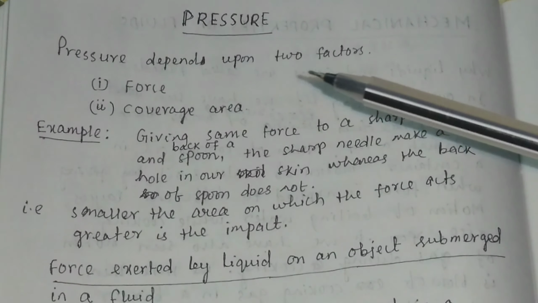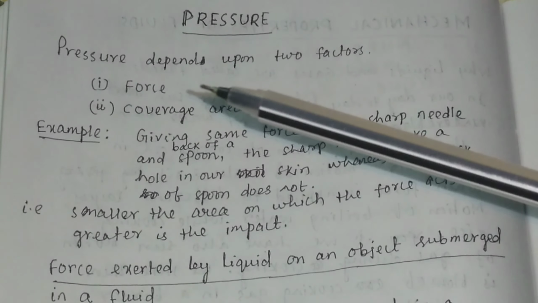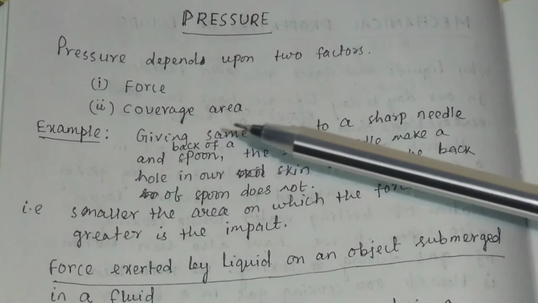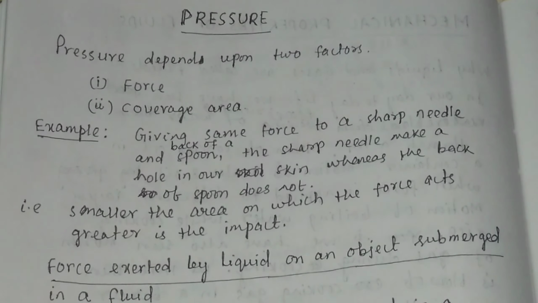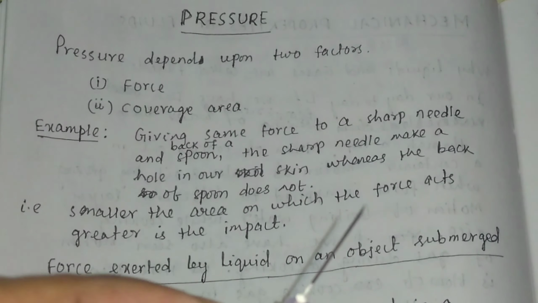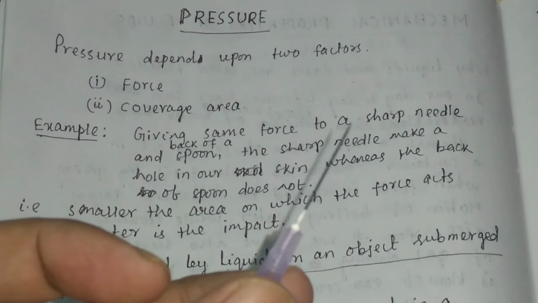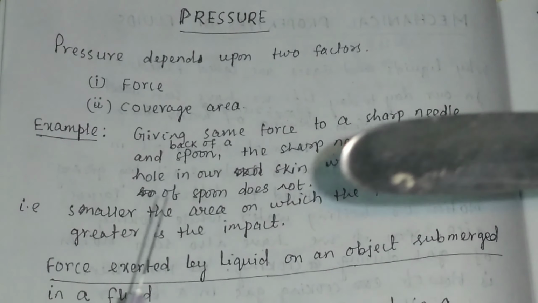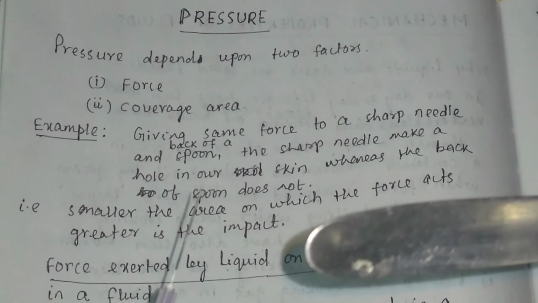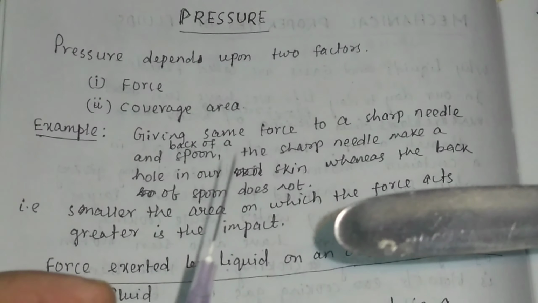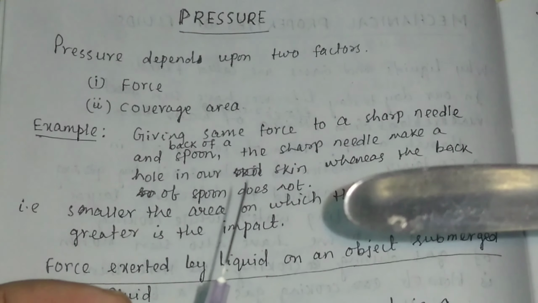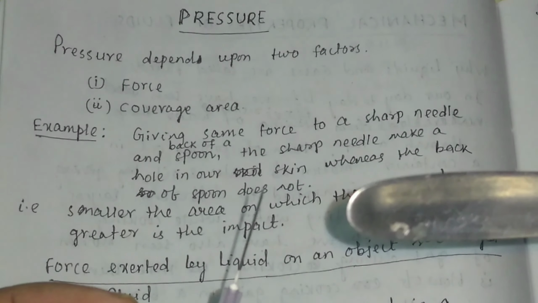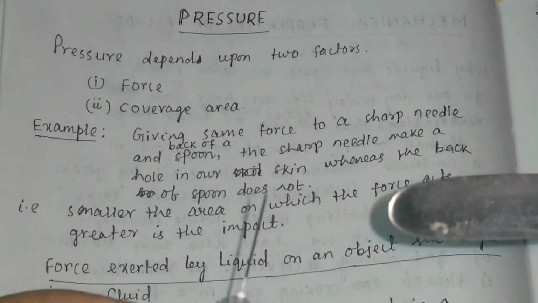Pressure depends upon two factors. Number one is your force and number two is your coverage area. For example, suppose you have a sharp needle like this and you have the back of a spoon like this, and giving the same force to a sharp needle and the back of a spoon, this sharp needle will make a hole in our skin, whereas the back of the spoon does not.